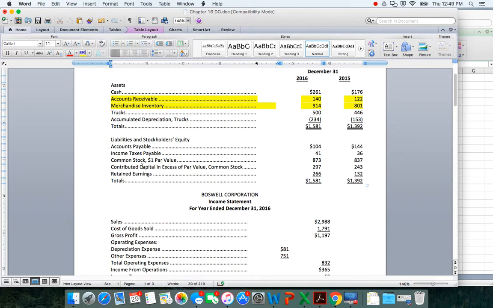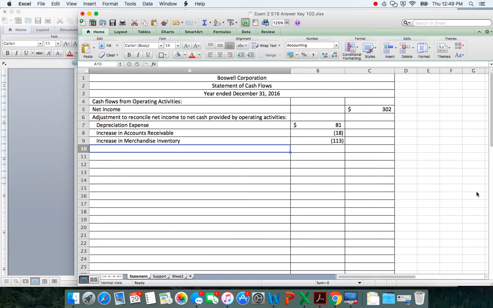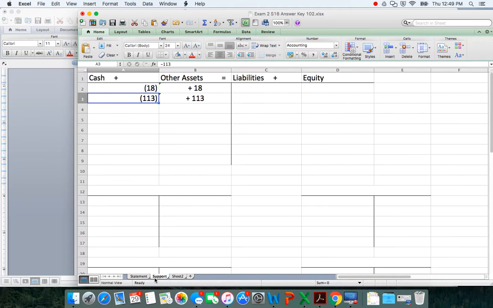Down to my liabilities. Accounts payable. Started at 144, it went down to 104. So accounts payable decreased. Okay, so I know accounts payable is a liability here, right? So accounts payable, one more time, went down by 40. All right, so I'll see this negative 40 over here in accounts payable.